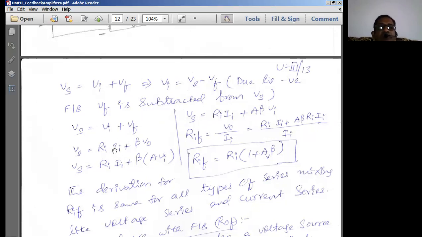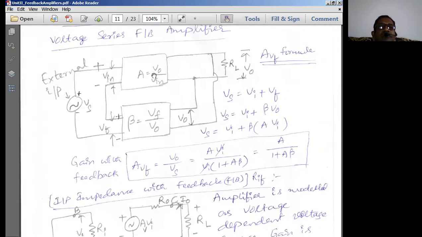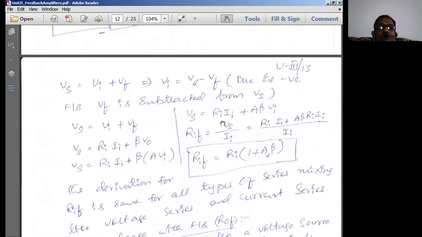Voltage is equal to current into resistance. So input voltage is equal to input current into input resistance, plus Vf, which is nothing but beta times Vo. The same equation I will write, plus beta times Vo, which means A into Vi. If you see this, Vo is equal to A into Vi. I can write that here. So Vs is equal to Ii into Ri plus A beta into Vi. What is Vi? Just now we wrote Vi is equal to Ii Ri. I can write this as Ii Ri here. Therefore A beta into Ri Ii I can write.